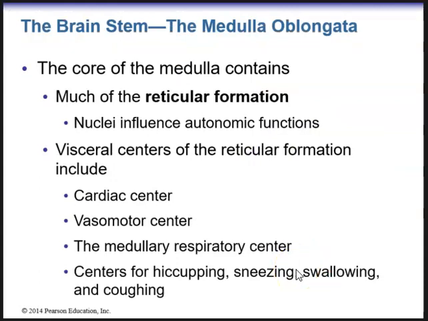So the medulla oblongata, the core of the medulla, contains much of the reticular formation. The nuclei found within the reticular formation influence autonomic functions. We also have our visceral centers of the reticular formation, which include our cardiac center, our vasomotor center, the medullary respiratory center, and then our centers for hiccuping, sneezing, swallowing, and coughing. Okay.